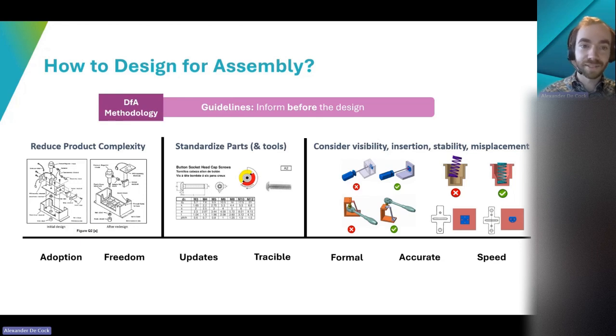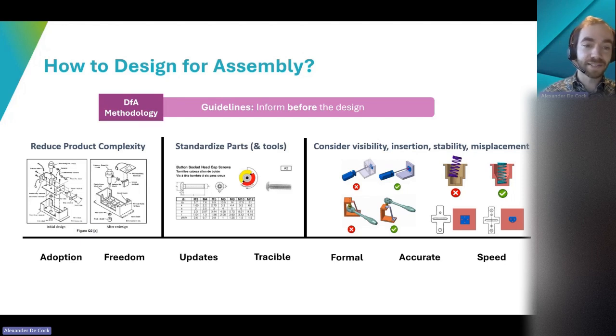If we now evaluate this approach of the guidelines on different criteria, we can see the strong points and the weaknesses. So the different criteria are the ease of adoption. How easy is it to add guidelines to the design process? How much does it restrict the freedom of the designers? How easy is it to update this methodology? How traceable is the methodology? Can we really measure the effects that it has on the whole process? How formal is it? Can it be interfaced with CAD tools? How accurate is it? Is the assessment always good, or can you make mistakes? And how fast can you apply the methodology?